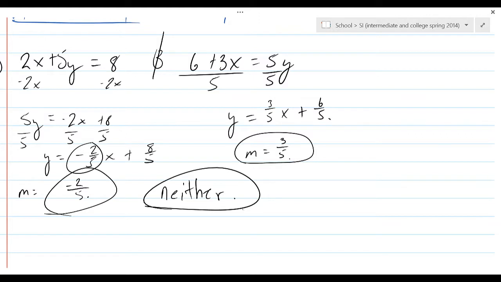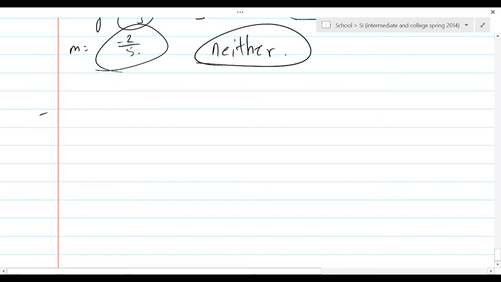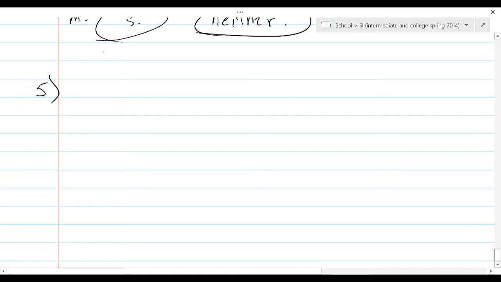Let's move on to number 5, where the instructions read, graph each line described. Okay, so we've got number 5. We're asked to graph. So we've got letter A. Graph through 0, 0 with a slope of 1.